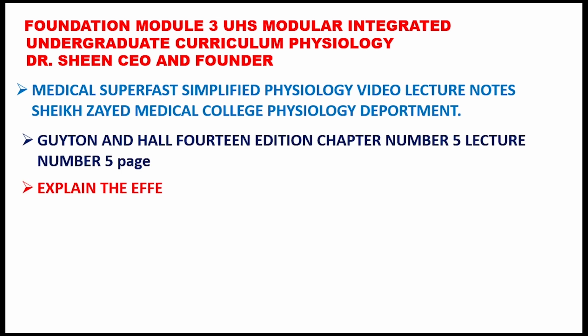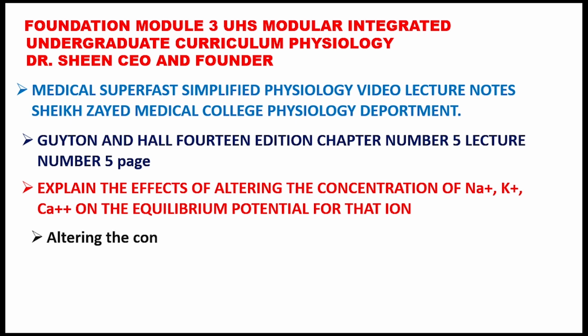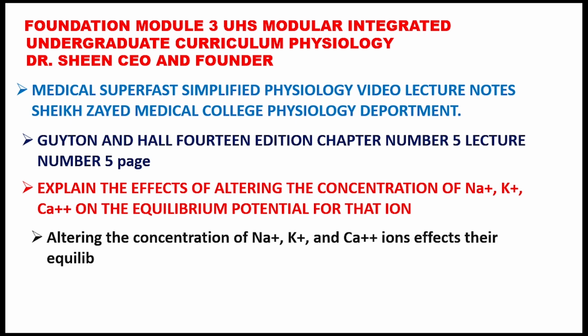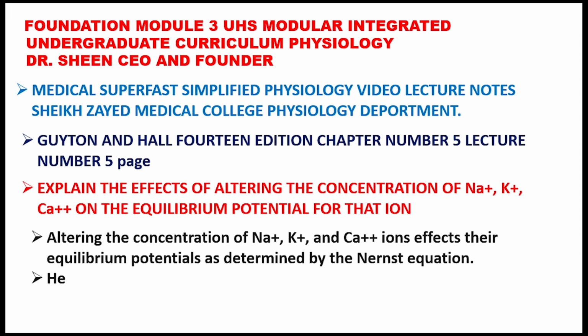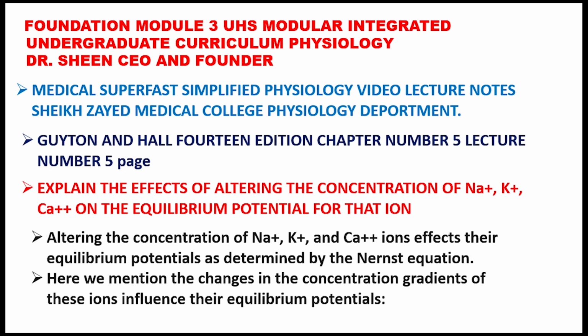Explain the effects of altering the concentration of sodium, potassium, calcium on the equilibrium potential for that ion. Altering the concentration of sodium, potassium and calcium ions affects their equilibrium potentials as determined by the Nernst equation. Here we mention the changes in the concentration gradients of these ions influence their equilibrium potentials.